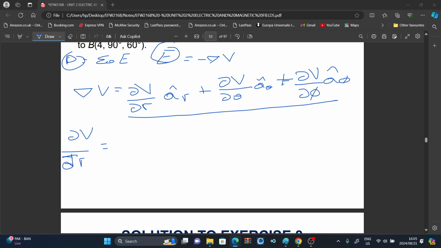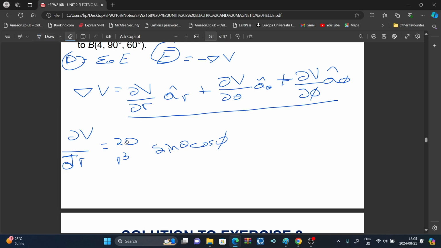So if we differentiate in terms of R, I believe it's going to be 20 over R cubed, and then these two are just the constants. So it will be just sine theta and cos phi. Then you do the same for the change in V over d theta, then the change in V over d phi. And that should be simple enough, so I won't go through that.